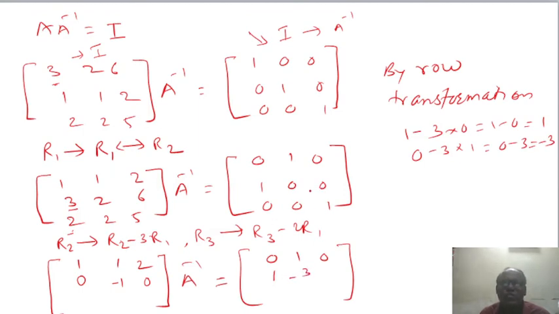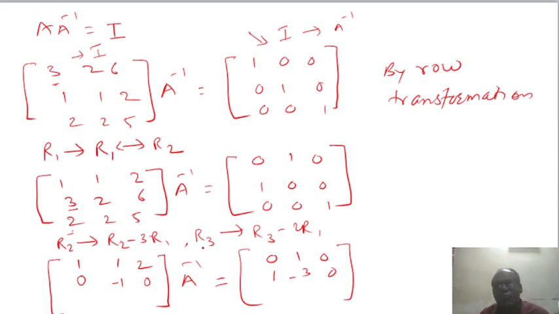Then what we say here? R2. R2 is 0 minus 3 into R1, 0. This is 0 minus 0, 0 minus 0 is 0. Is it clear? This is R2. That is the second row transformation that takes place here. Is it clear? After that we go for the second transformation.